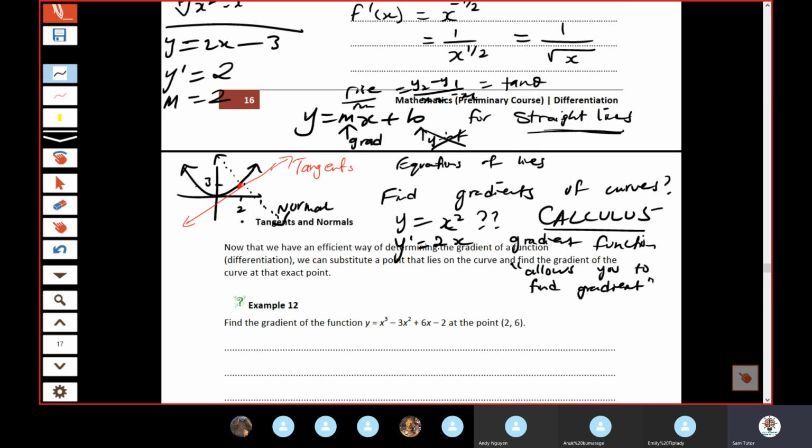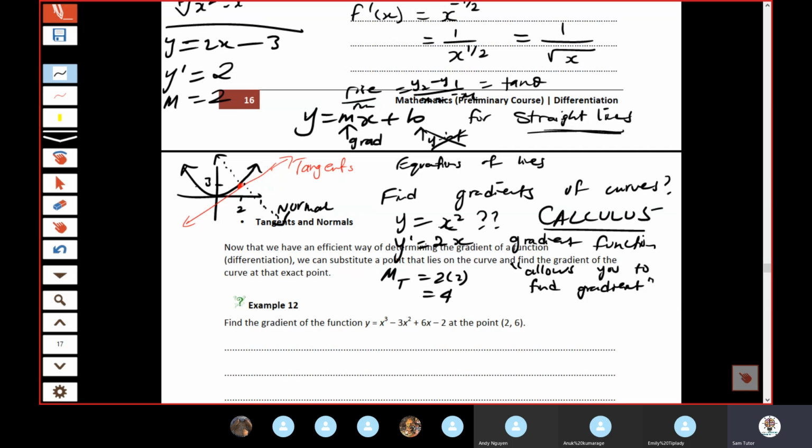Yes, if I've got y dash equals 2x, like I said, it's very generic. It's a gradient function, it allows you to find the gradient. So 2x means it's 2x anywhere, depending on your x value. So if you want it specifically there, the gradient of your tangent is just 2 times x. And that's it. It's that simple.